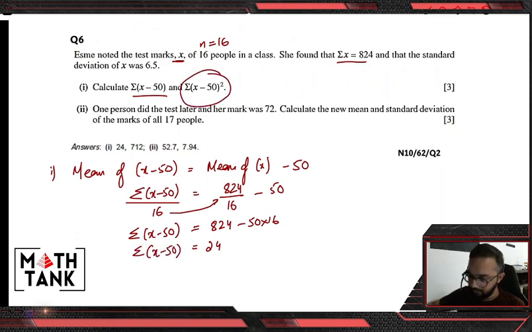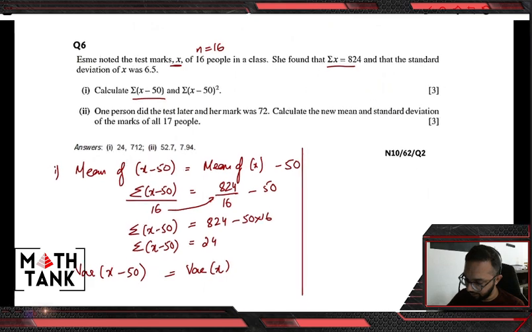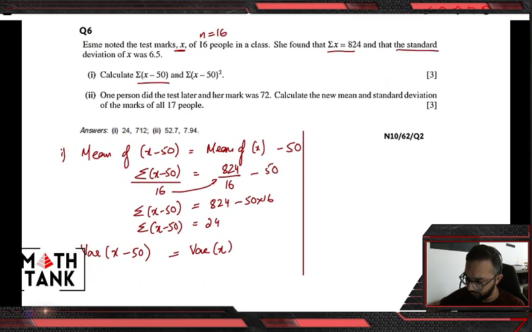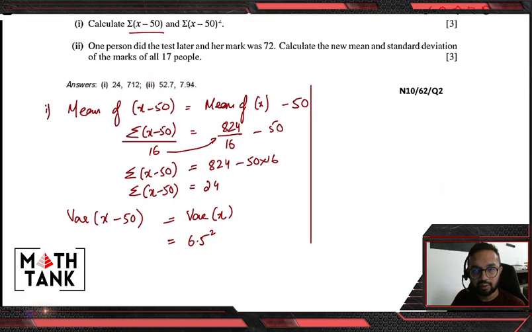Now if I need the sum of squares, I need to use the idea of the variance. So I'm going to say that the variance of x minus 50, let's just do this at the bottom, is the same as the variance of x. Now, can I calculate the variance of x? Yes, I've already told you that the standard deviation of x was 6.5. So I don't really need to apply a formula. I can just say that this is 6.5 squared, since that's the variance.